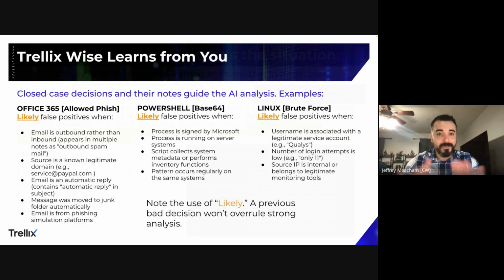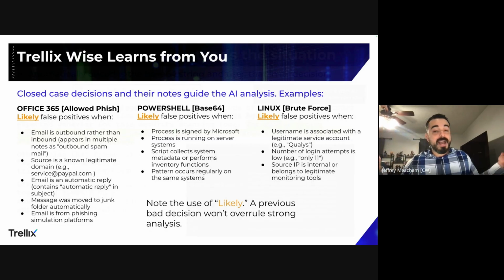Now, one key word that I really do want to point out in this slide right here is "likely." Trellix Wise doesn't blindly suppress alerts based on past calls. It uses the context to guide that analysis, not override it. So that ensures that your decisions improve the system without locking into bad habits.